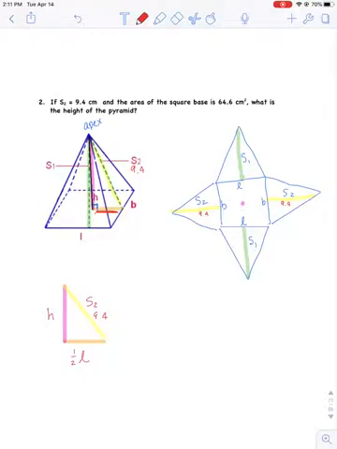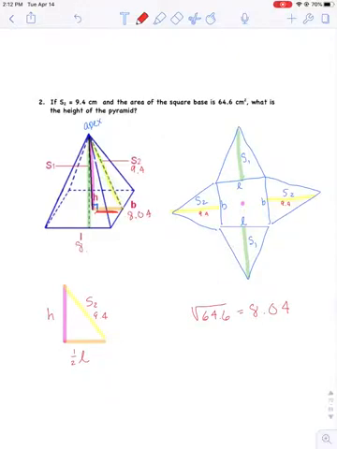Okay, so the next thing is the area of the square base is 64.6 centimeters squared. So it actually is a square. So B and L actually are equal to each other. So I don't know why they bothered giving us the two different measurements. So basically, in order to find what B and L are, you just have to take the square root of 64.6, which is approximately 8.04. So I'm going to put all that information in.